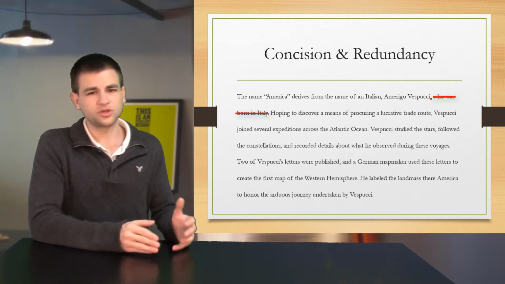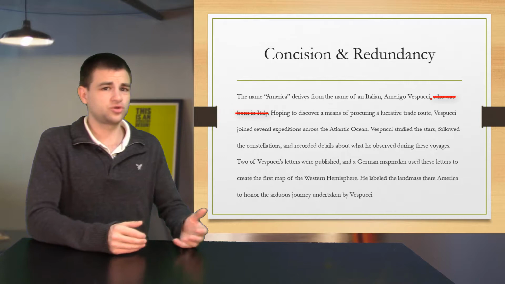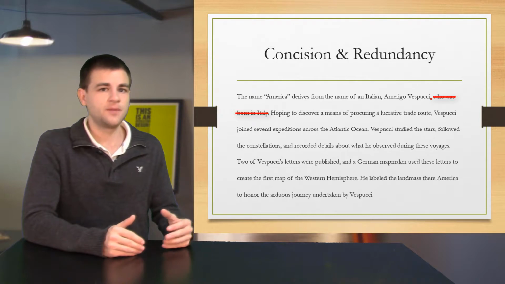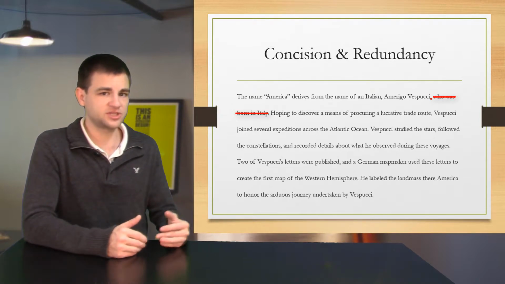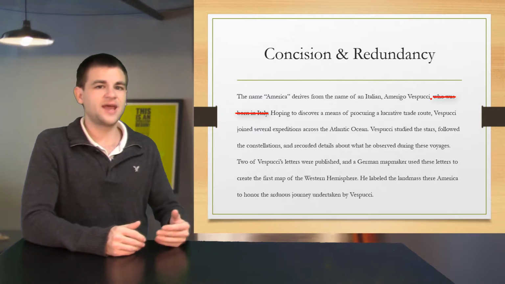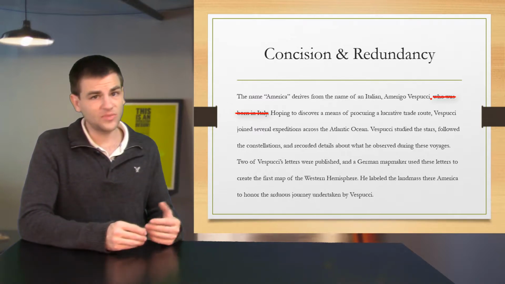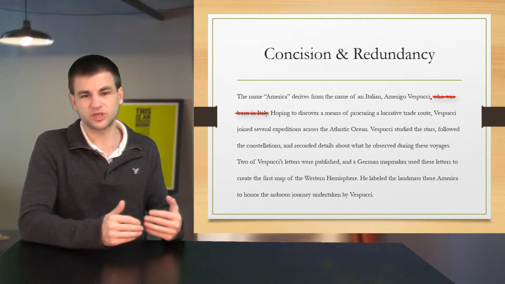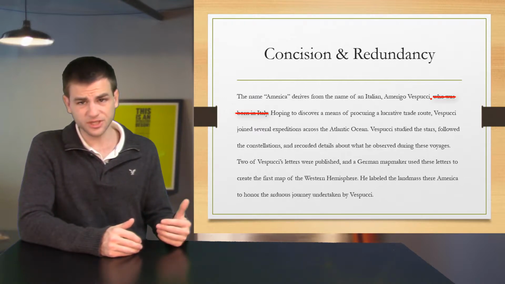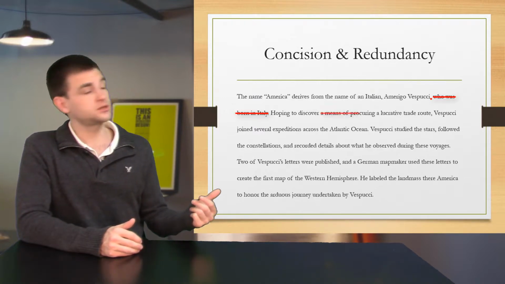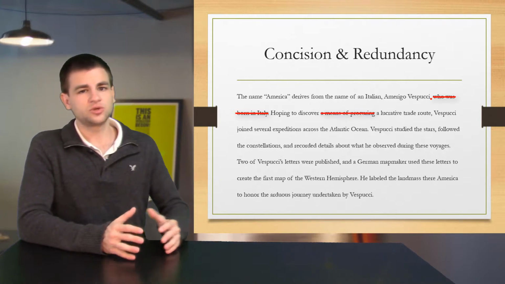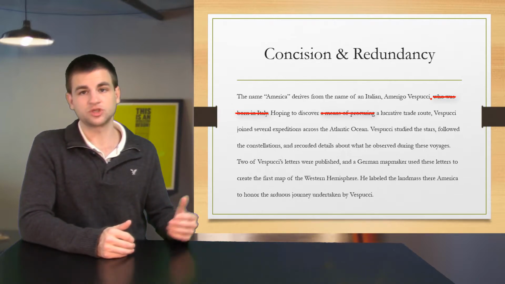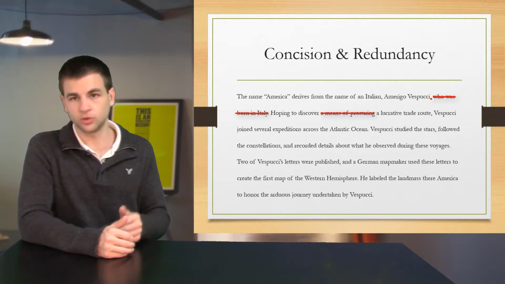When you understand that, you can see that there's really no need for a lot of this additional information. It just makes the sentence sound a little bit fancier, but it adds no real substance. And again, on the SAT, we want to be concise. We want to use as few words as possible to express our ideas. So in this case, I'm going to eliminate a big part of that phrase so that it directly, concisely says that Vespucci was hoping to discover a lucrative trade route.